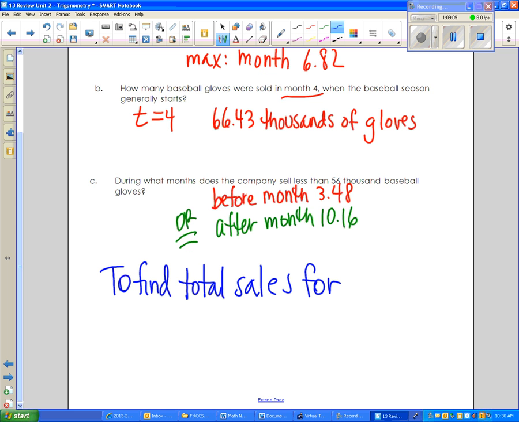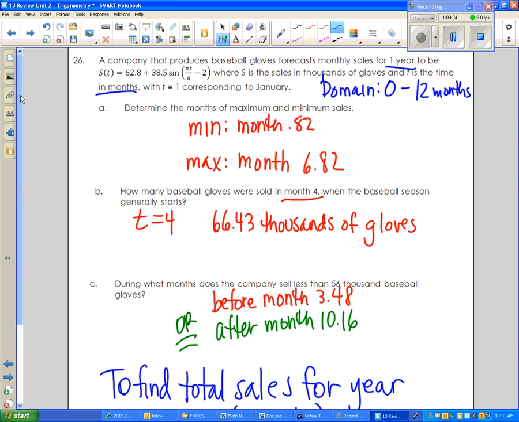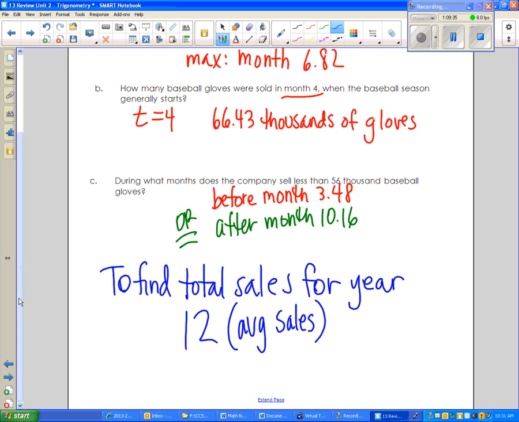Well, you got to think. T is measured in months, and there are 12 months in the year. So if I take 12, I can actually multiply that by my average sales. And where is average sales located in the equation? If you look back, the average sales is going to correspond to our midline of 62.8. So if that's the average I sell every single month, and if I multiply that by 12, that's actually going to give me the total sales for the year, or at least an approximation.